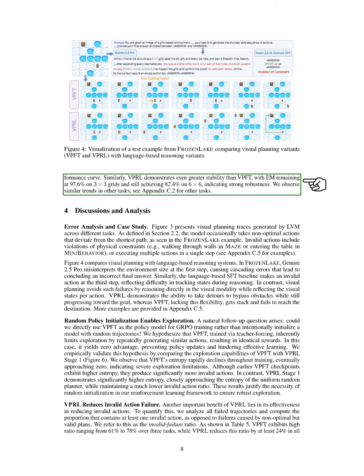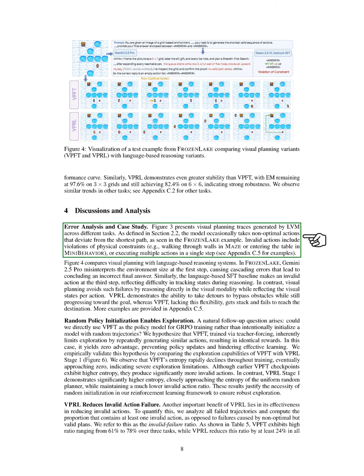Section: Discussions and Analysis. In this section, we discuss our findings and analysis, focusing on error analysis and a case study. We present visual planning traces generated by our model, LVM, across various tasks. As we noted earlier, the model sometimes makes non-optimal choices that stray from the shortest path, as illustrated in the FROZENLAKE example. Invalid actions can include breaking physical rules, like walking through walls in maze or entering the table in MINIBEHAVIOR, or performing multiple actions at once.